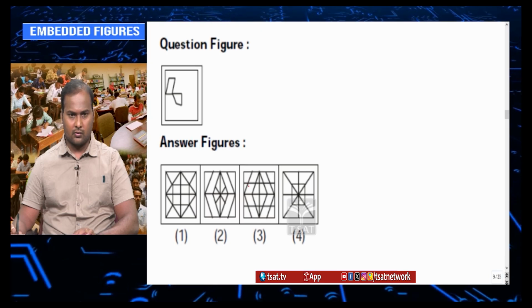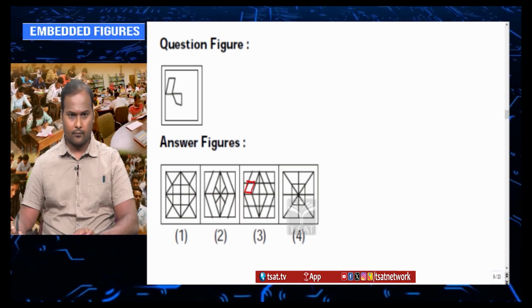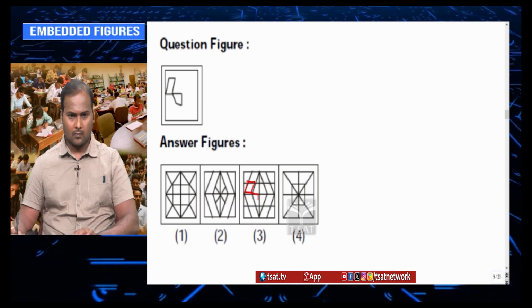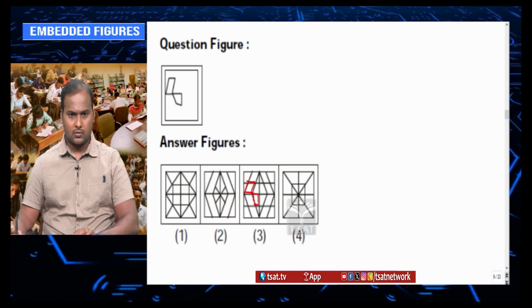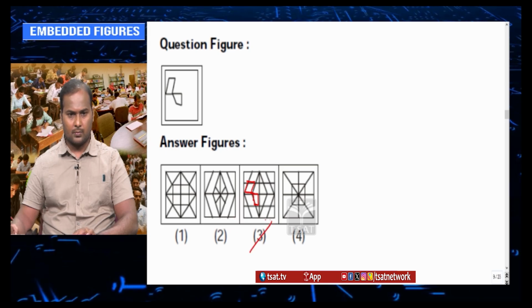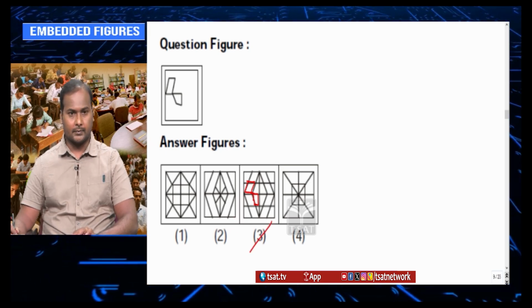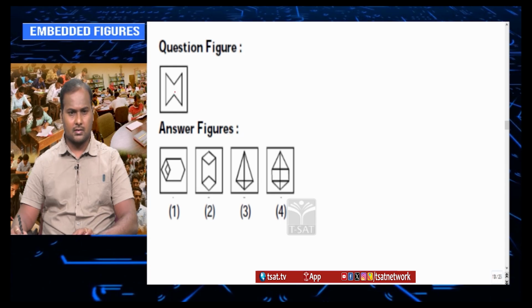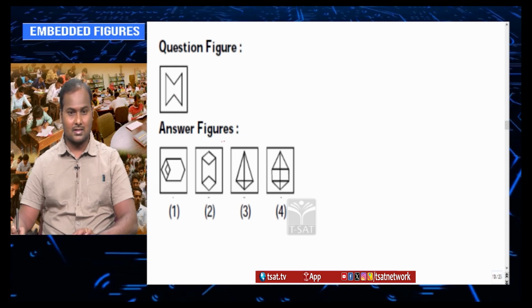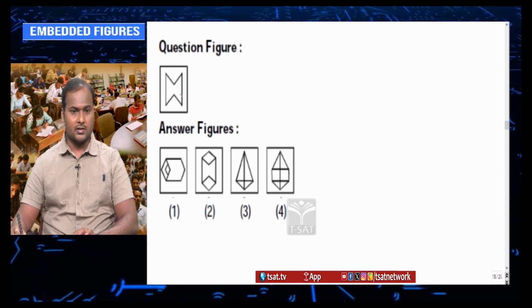So let's check how this is option 3. So you can clearly see the question figure in option 3. So then your answer will become option 3. See here, in this case obviously it is a very easy question because there are fewer lines. I said fewer lines, less confusion, more easy.